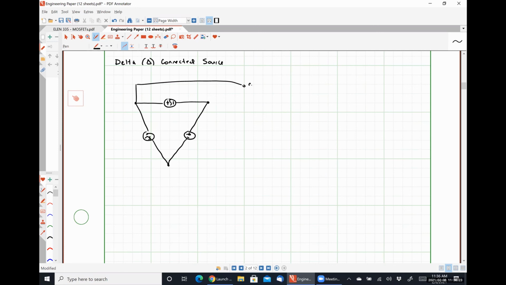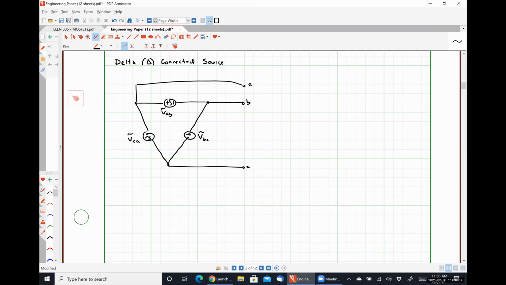So this will be our voltage, or excuse me, our terminal A. This guy will be B. And down here, we will have C, which makes this voltage VAB, this voltage VBC, and this voltage VCA. It is a 3-terminal system. There is no neutral connection to speak of.